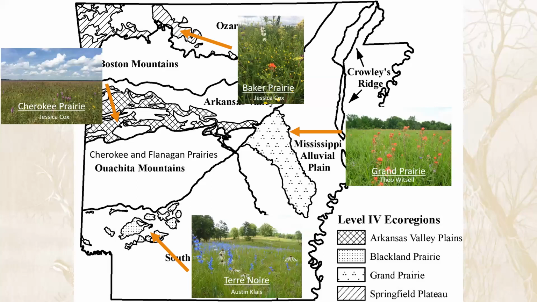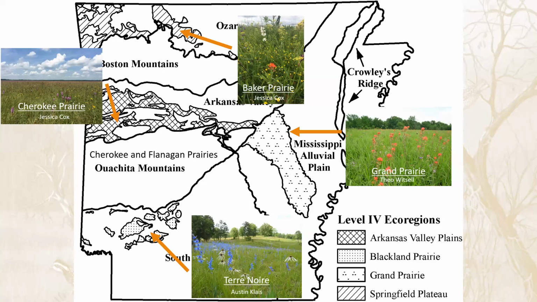So here's a map of Arkansas that shows the locations of our Arkansas grasslands with some pictures from some of the more common sites that you might be familiar with. If we start in the northern portion of the state, that's what's known as our Springfield Plateau. And within that Springfield Plateau, we have Baker Prairie. Baker Prairie is located in Harrison. It's the last 71 acres of a prairie ecosystem that once spanned thousands of acres across the northwest portion of the state.